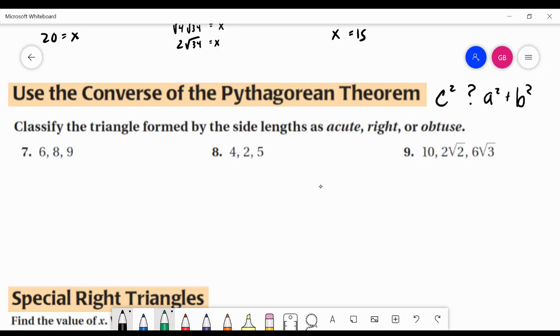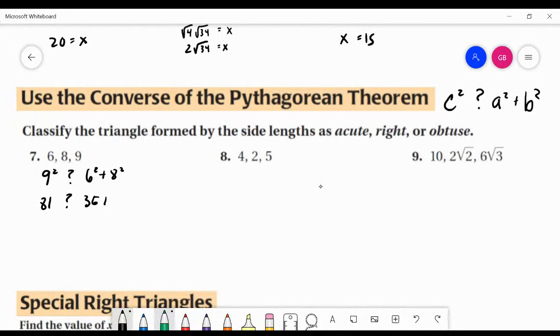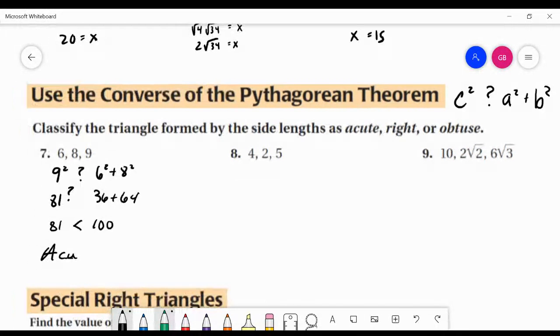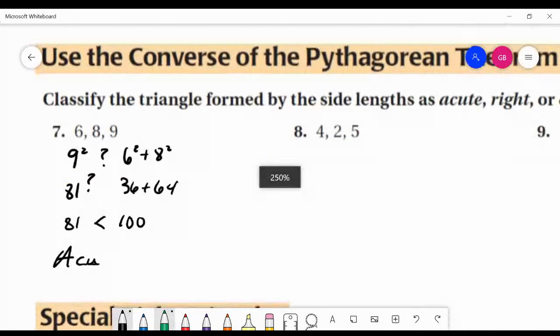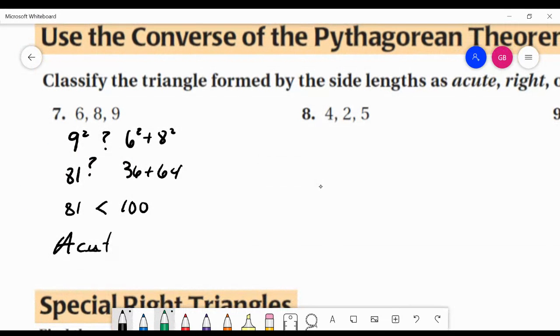Okay, so let's see what is 9 squared compared to 6 squared plus 8 squared. Okay, 36 plus 64. Oh, what happened here? 36 plus 64, that's 100. And since 81 is less than 100, it's going to be acute. Sorry. Acute. Okay.